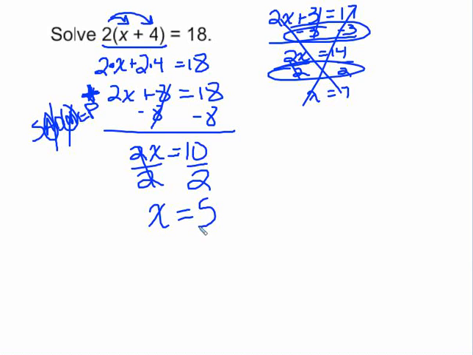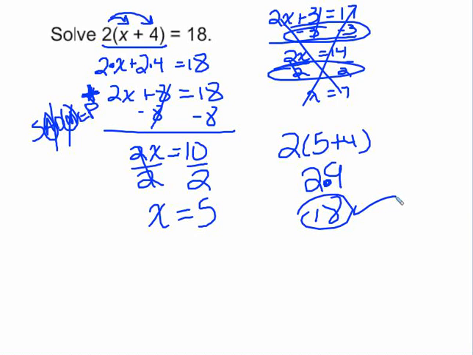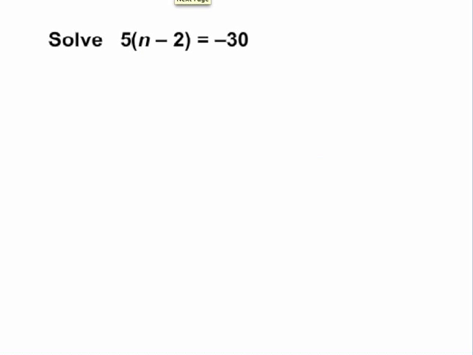I can always check my answers just like I did yesterday. 2 times 5 plus 4. Well, that's 2 times 9, which is actually equal to 18, so that checks out. Okay? Alright, so this is all that we're doing for the new lesson. So we look at another example. Go ahead and pause if you feel confident enough to do this one without me.